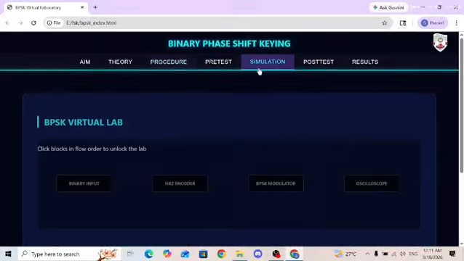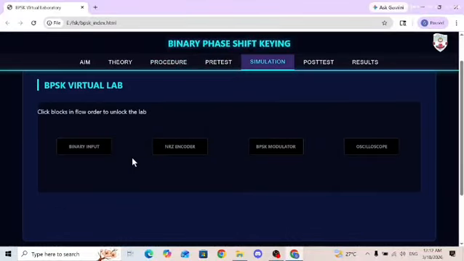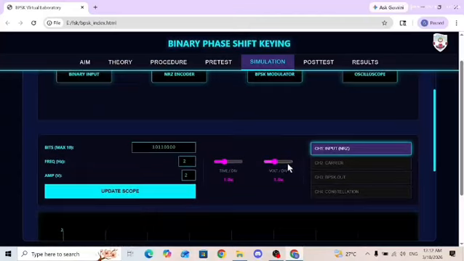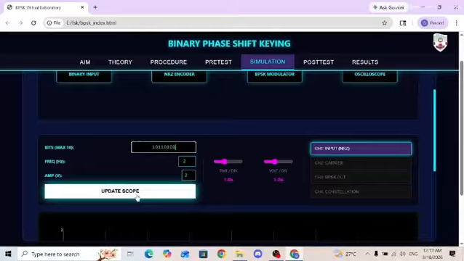Now let's try running the simulation. As we saw in the procedure, let's try clicking the blocks in sequence. After unlocking the lab interface, we can enter the input. Now we click the update scope button to generate the waveforms.